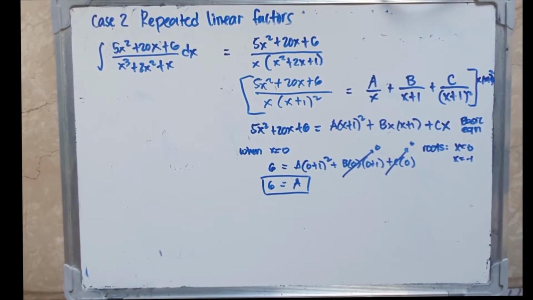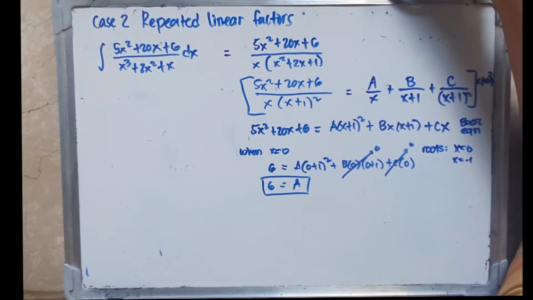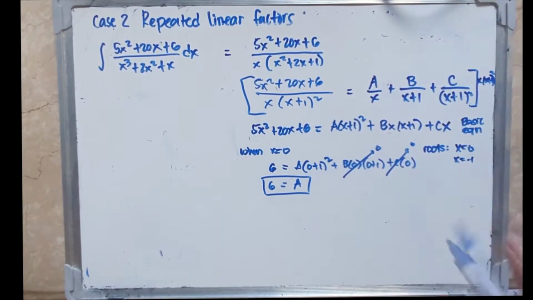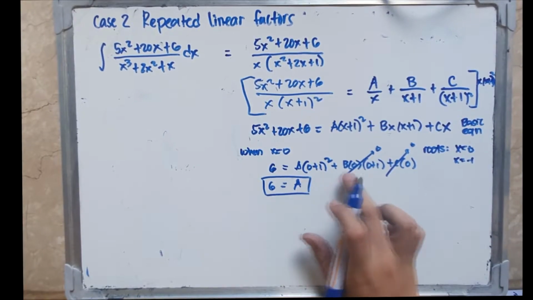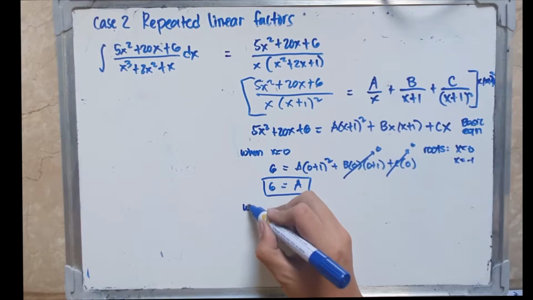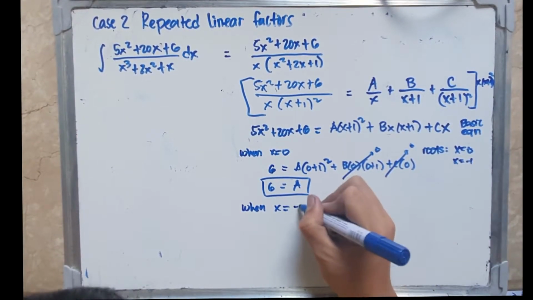Okay, understand? So we have to take note upon the equivalent values. So 0, 0, we now have A equals 6. Now the next root, when x is negative 1.